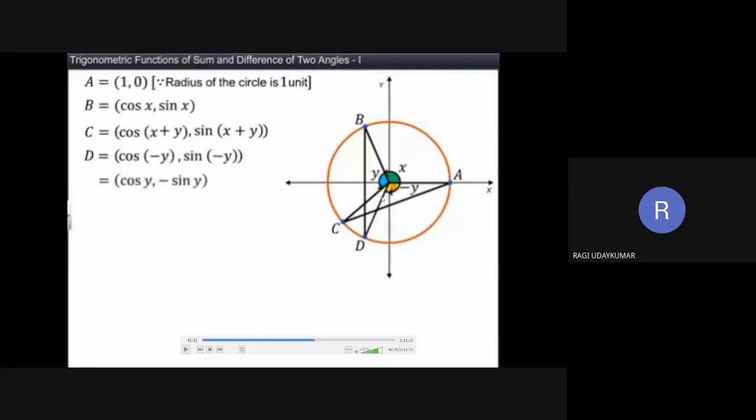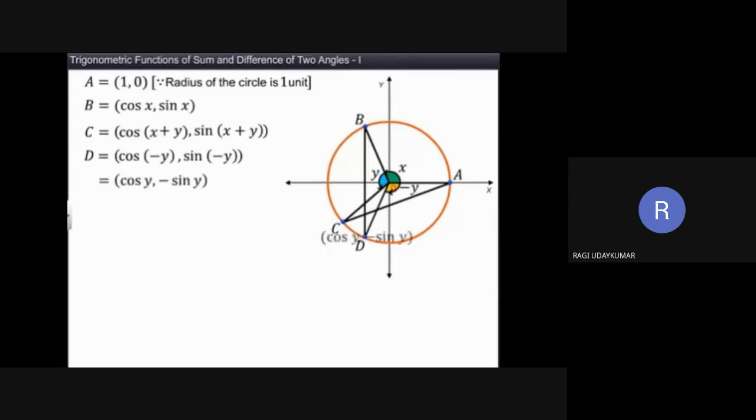In the same way, for the coordinates of D, you need either the anti-clockwise direction from the x-axis onwards, or we have taken this line OD with measure equal to y in a clockwise direction. So that's why you get minus y here. Is it okay? Yes, sir. So the D coordinates are cos y and minus sin y, the coordinates of D.